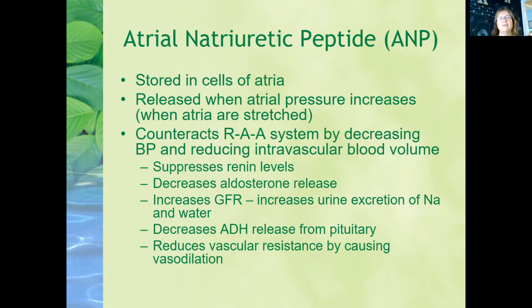It increases the glomerular filtration rate. Remember, we talked about that a couple of slides ago: the glomerular filtration rate is the rate at which our kidneys filter wastes. When we increase it, we excrete both more water and more sodium in our urine, and it decreases the release of antidiuretic hormone from our pituitary. So this ANP counters that RAA system at all levels.